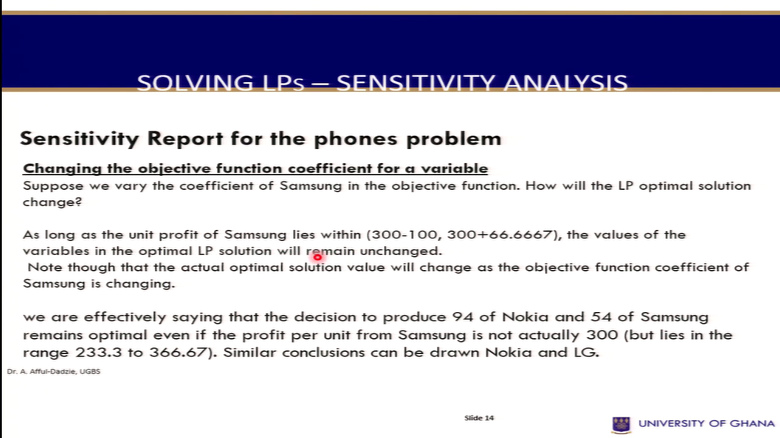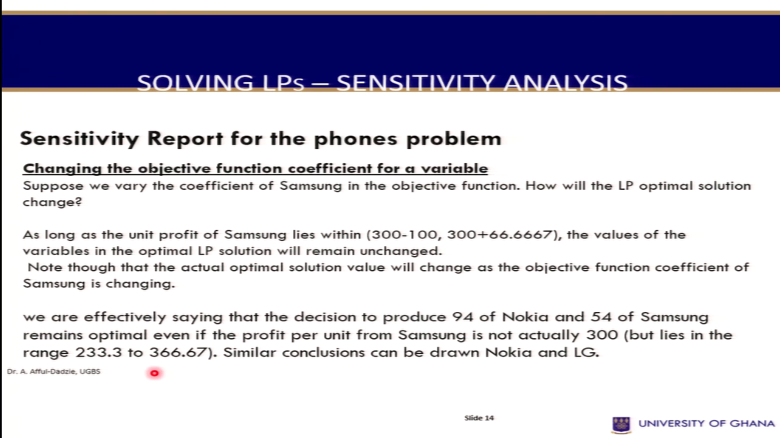So we are also effectively saying that the decision to produce 94 of Nokia and 54 of Samsung remains optimal, even if the profit per unit from Samsung is not actually 300, but lies in the range of 233.3 to 366.67, and you can draw similar conclusions to that of Nokia and LG.